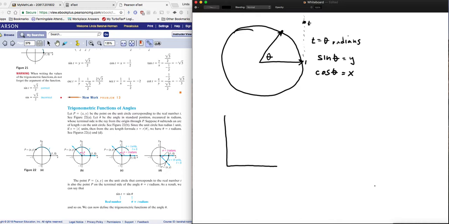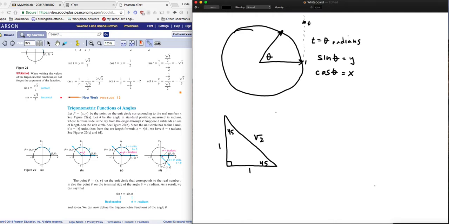Now again, none of this should be new information. I'm hoping I'm just presenting it in a way that you might have seen it before. Okay, so there's the 45, 45, 90 triangle. Now remember, the ratio here is 1, 1, square root of 2, since we're dealing with a unit circle.